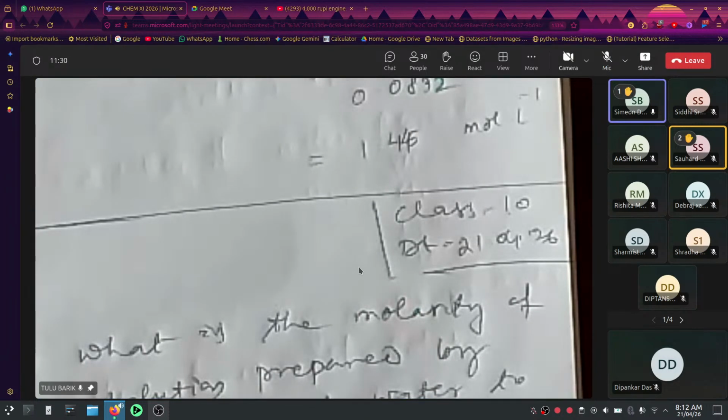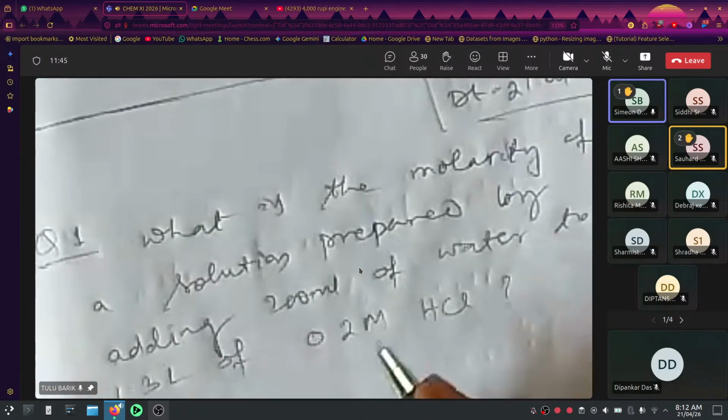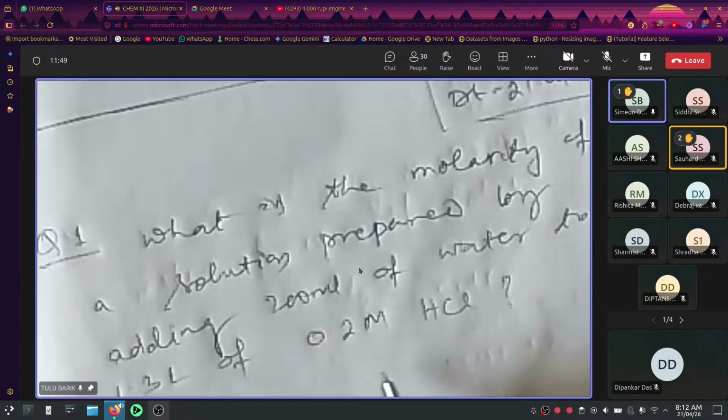Sir, first we have to find out the number of moles of HCl by using the formula MV, where M is the molarity of the solution of HCl and V is the volume. So it's coming 0.26 moles. First, you found out the number of moles of HCl in the initial solution. Yes, sir.